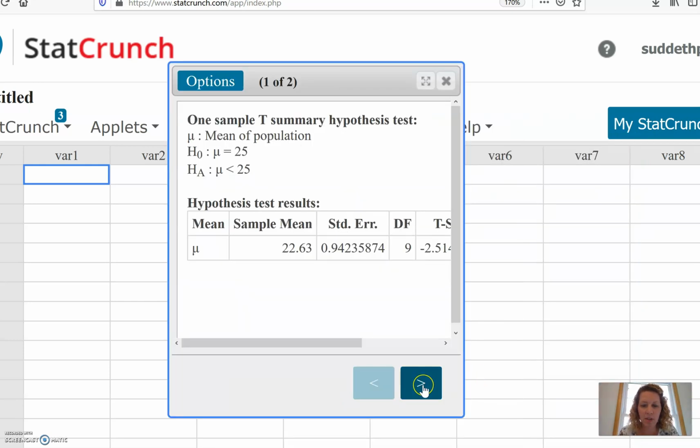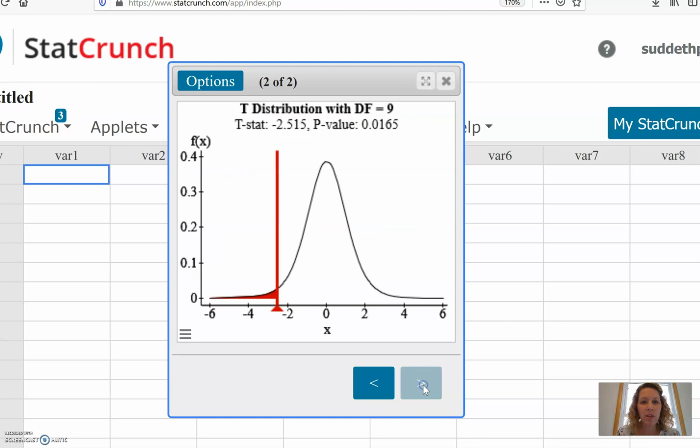Hitting compute, I'm going to hit the right arrow at the bottom right hand corner, and I can see our t-distribution. Negative 2.515 is the rounded answer for our test statistic. Our p-value is 0.0165, and then I'm going to copy the t-distribution graph onto my paper. Notice how skinny the graph is because it's different than a z, since it's a t-distribution.